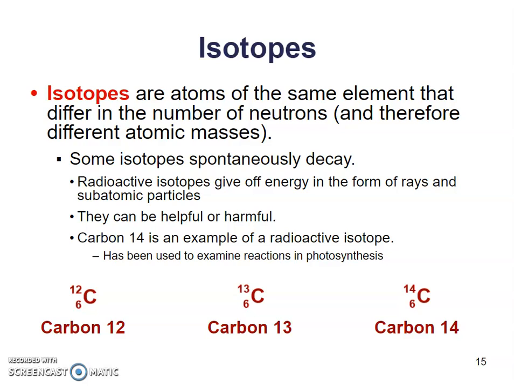Carbon-14 is an example of a radioactive isotope. It has been used to examine reactions in photosynthesis. Scientists will introduce carbon-14 to a plant, and the plant will then take it in through photosynthesis, convert it into a sugar, and scientists can track how that carbon-14 moves through the organism over time.